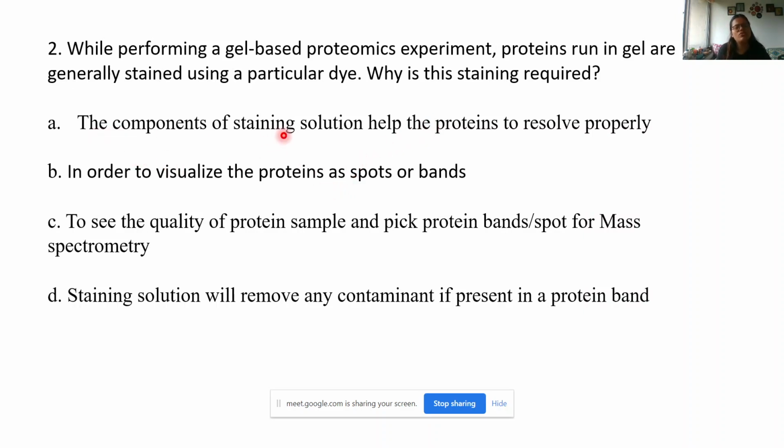The components of the staining solution help the proteins to resolve properly. In order to visualize the proteins as spots or bands, or to see the quality of protein sample and pick protein bands or spots for mass spectrometry. The staining solution will remove any contaminant if present in a protein band. Which of the following is the correct option, or are the correct options, amongst all?